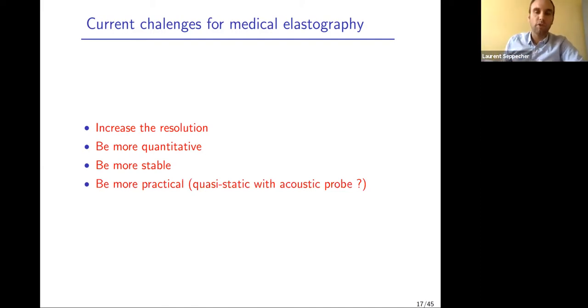And also we need to be more practical because it's a complex methodology. You have to create a shear wave. You have to record the shear wave with something called an ultra-fast ultrasound, or MRI, which is a complicated device. And so the question behind that is, can we be more practical? Can we do some elastography only with an acoustic probe, or something simple like that?